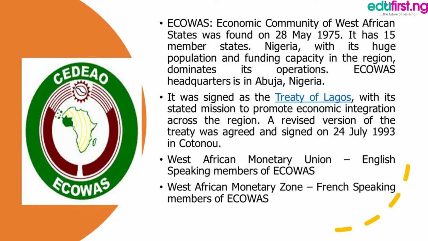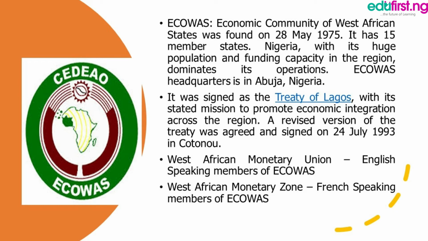It was signed as the Treaty of Lagos. That is, ECOWAS was signed as the Treaty of Lagos with its stated mission to promote economic integration across the region. And a revised version of that treaty was agreed and signed upon on 24 July 1993 in Cotonou. Now, I want you to take note of the figures I'm mentioning, the places I'm mentioning, because they will all come out in your objective questions.